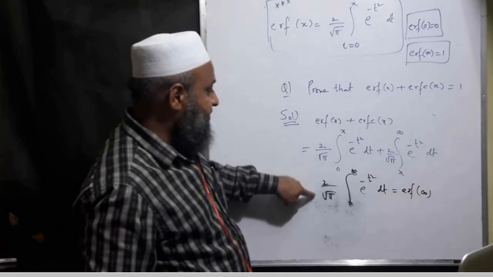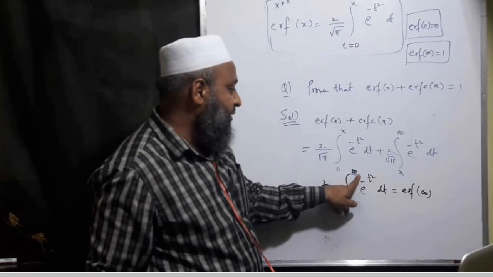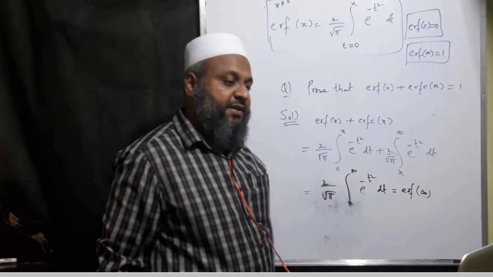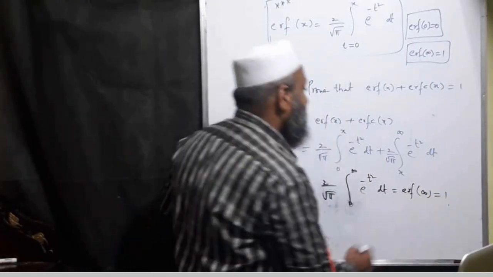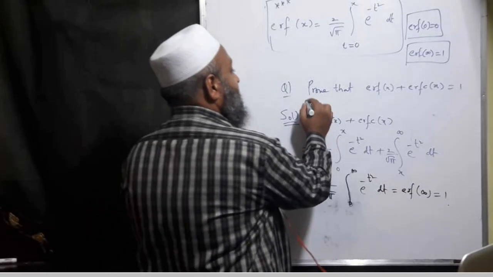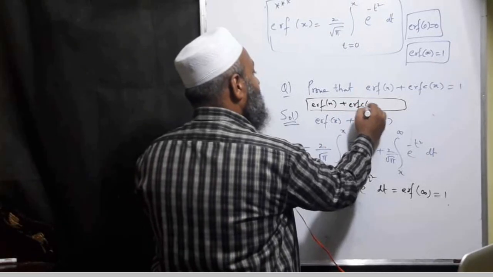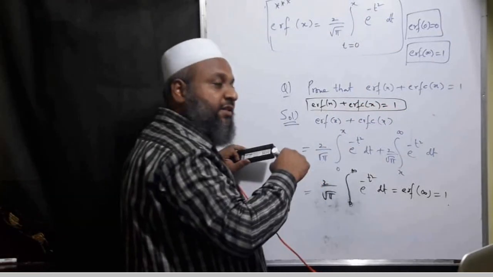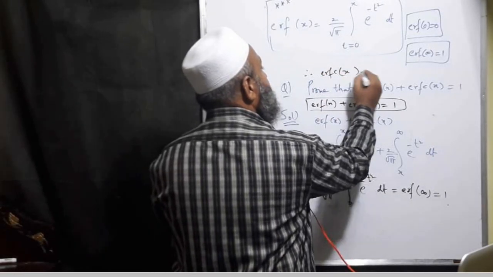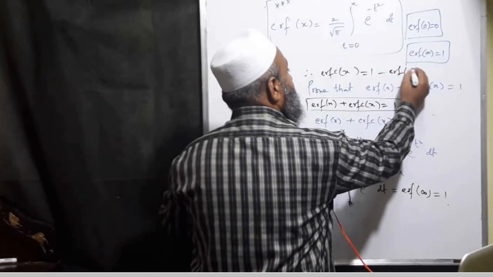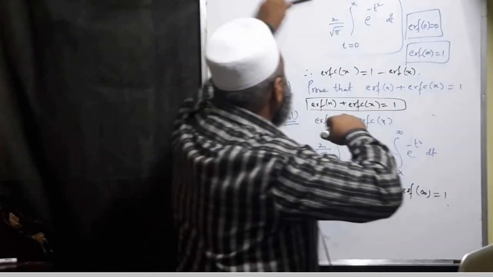You see the format of this one: in the place of x, infinity appears, and the error function at infinity was just now proved to be 1. Therefore it becomes 1. So we have established that error function at x plus complementary error function at x is equal to 1. Therefore the complementary error function at x is 1 minus the error function at x. Now these properties will give so many other properties. Let us see that.